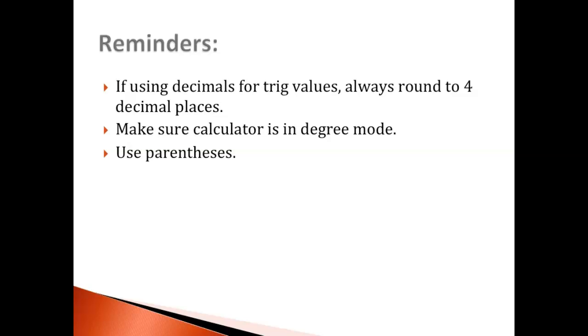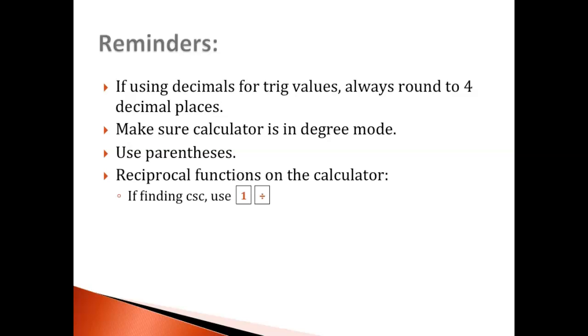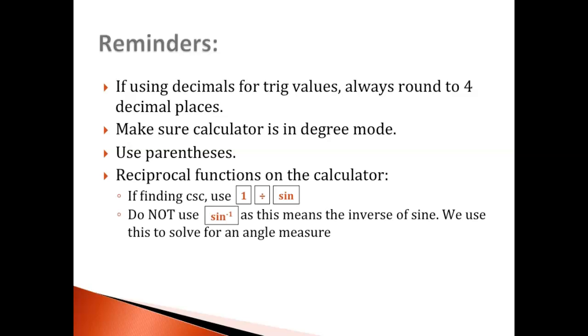And then reciprocal functions on the calculator. So if you are trying to find, for example, cosecant, you'll notice there is no button for it as there are for sine, cosine, and tangent. If you're trying to find cosecant, remember it's the reciprocal of sine, so you would want to do 1 divided by sine of whatever the degree measure is. What you do not want to do is use the button that says sine with a -1 that looks like it's in the exponent. That's the inverse of sine. So make sure you don't use that if you're trying to find cosecant.